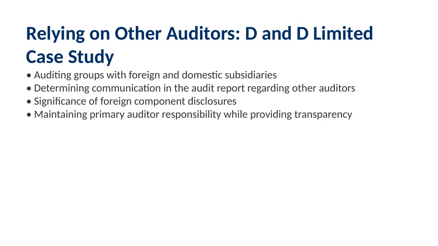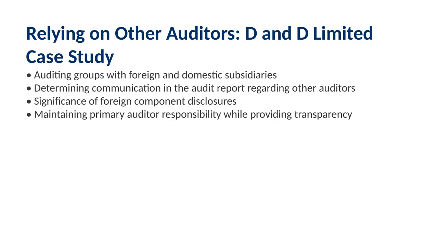Now, let's move to the second scenario involving CAM&D Limited. This is a classic case of auditing a group with multiple subsidiaries, including some located outside India. The core issue here is that CAM is relying on the work of other auditors for 8 different subsidiaries. When you have this situation, the auditor needs to decide how to communicate this in the audit report.